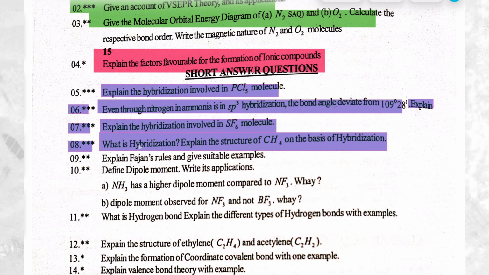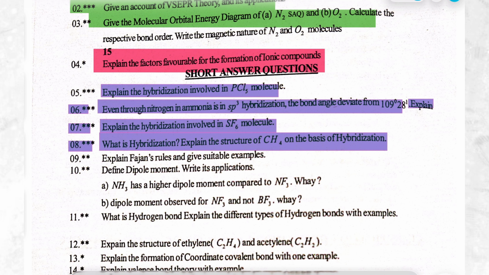Next one, similarly methane. These two questions are the sixth question and the eighth question. Both are mostly the same story. You can see the sixth question and the eighth question are both similar. Both are asking about sp3 hybridization. This is your ammonia, here NH3, and CH4.